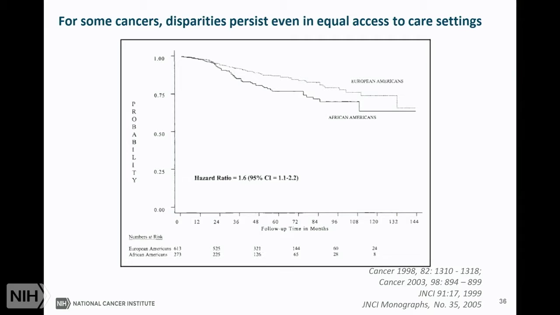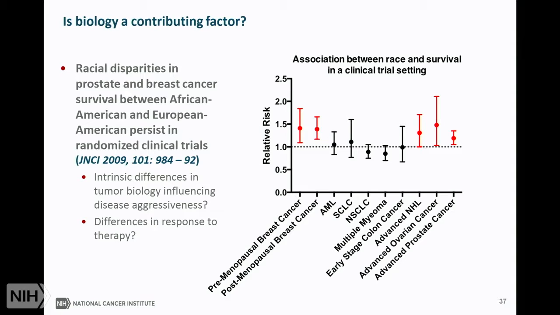So, as I mentioned, it's not just breast cancer. There are some other cancers as well. I've shown them here. This is in a clinical trial setting. And what they've done is they've compared the outcomes between European Americans and African Americans across several cancer types. Basically, again, any number above one, and that's red, means it's significant. But if it's above one, it means that African Americans are more likely to do worse. And you can see here breast cancer, both premenopausal and postmenopausal, but you can also see here some other cancers such as prostate cancer and ovarian cancer, where we see the same thing.